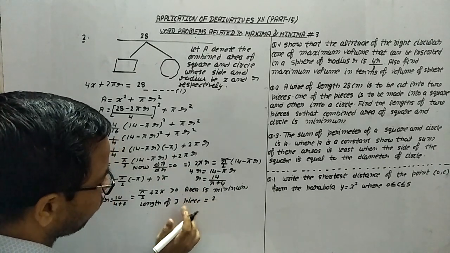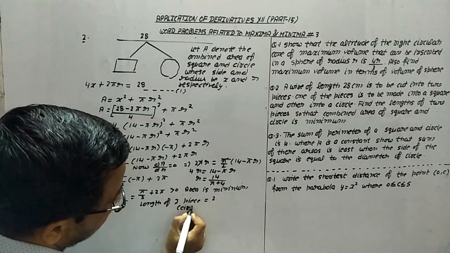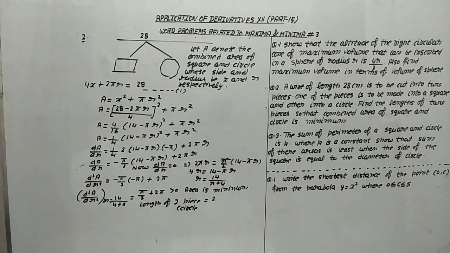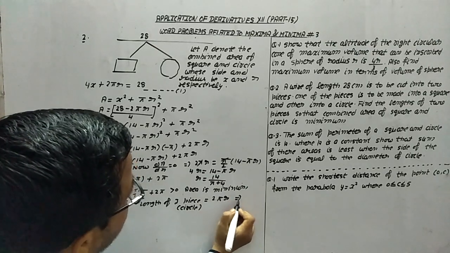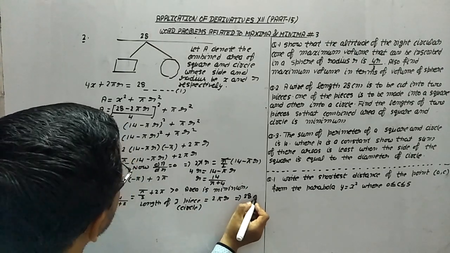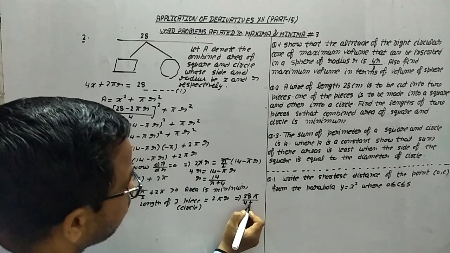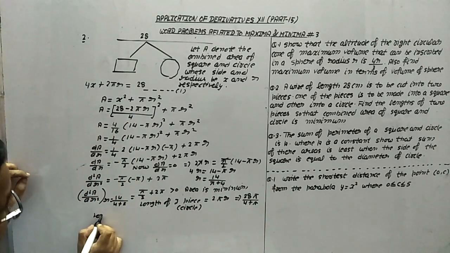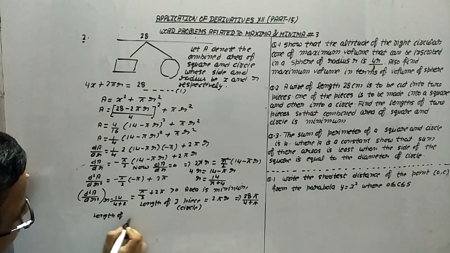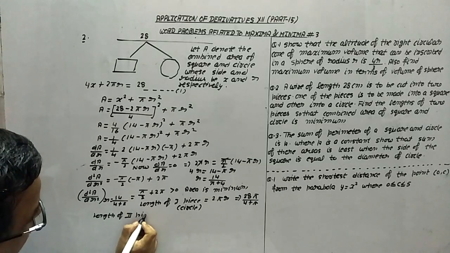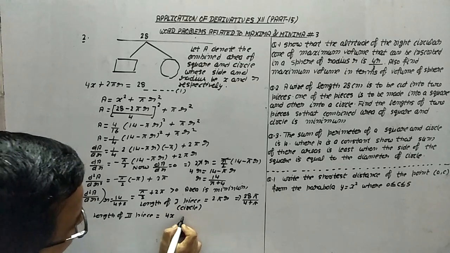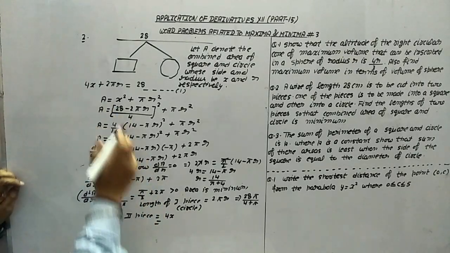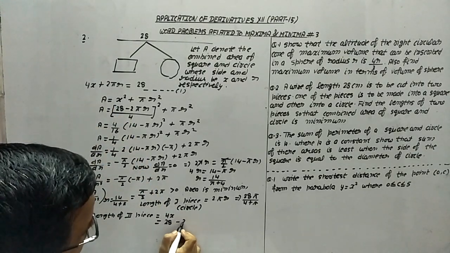The length of the first piece, in the form of a circle, is equal to 2 pi r. It implies that this is 28 pi upon 4 plus pi. Now the length of the second piece is equal to 4x. From the equation, the value of 4x is 28 minus 2 pi r.